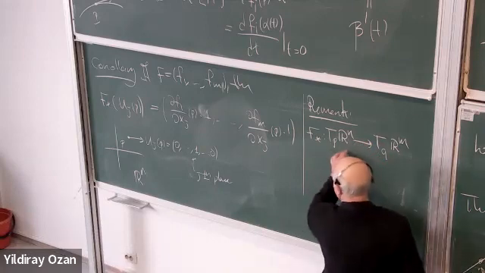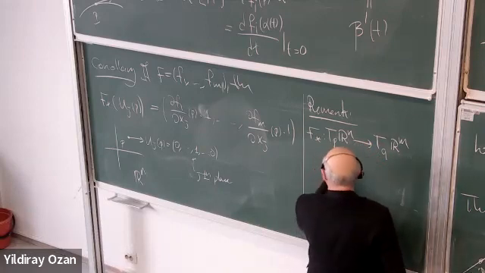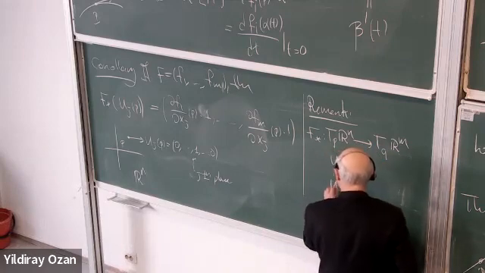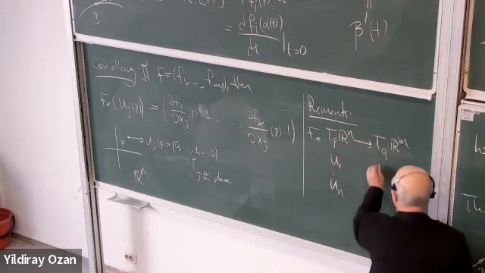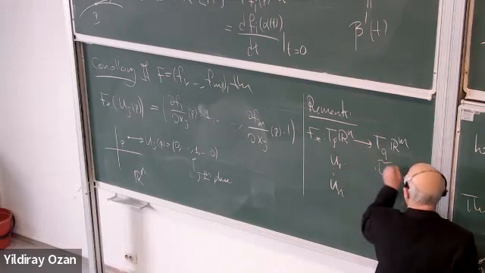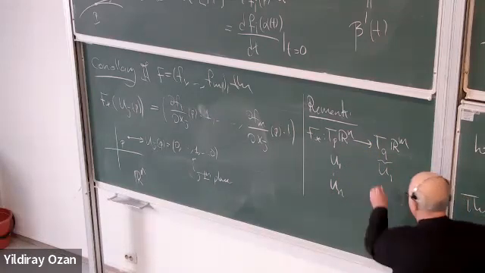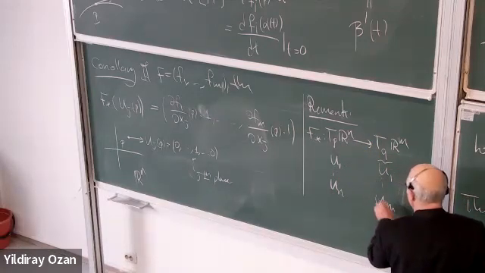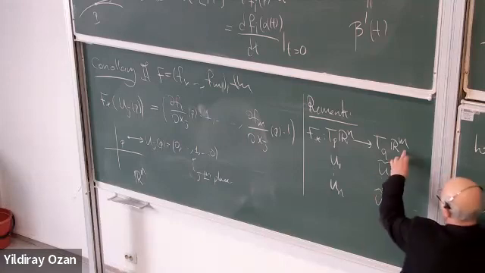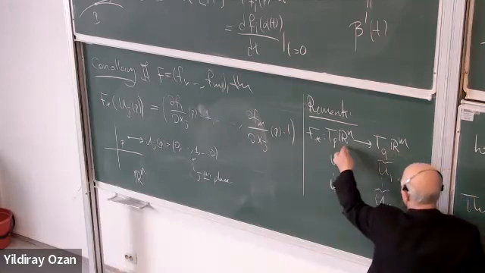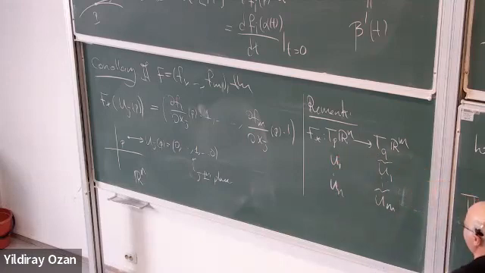So here I take the basis u1 up to un. Here I take the basis again, let's say u1, but let me say it tilde, because these are basis vectors for Rm. These are basis vectors for Rn.